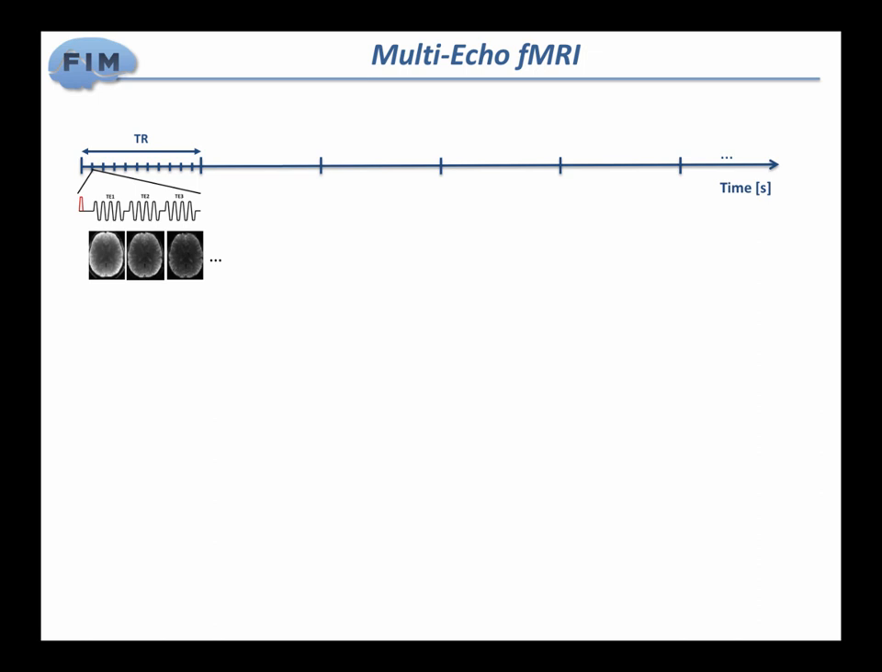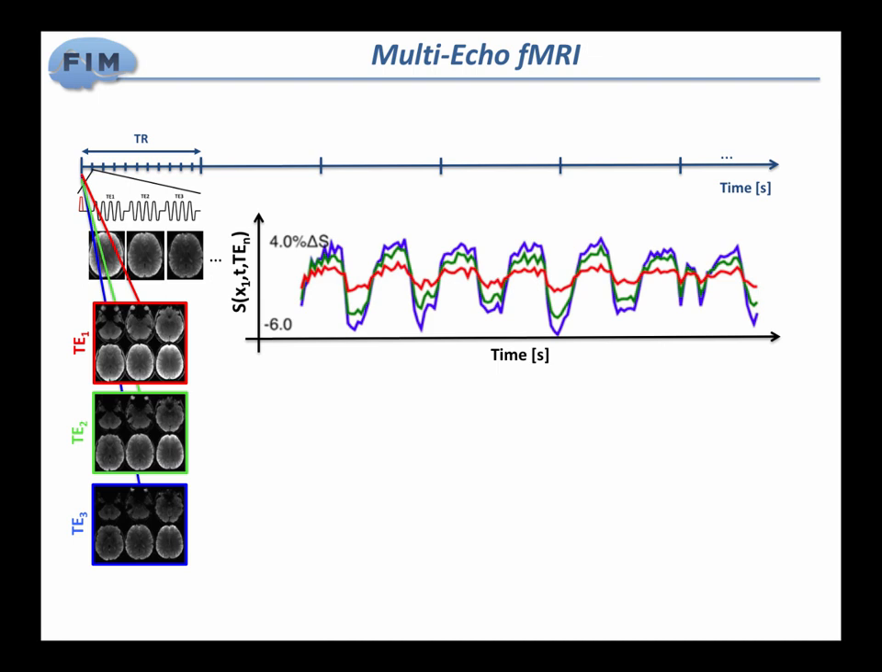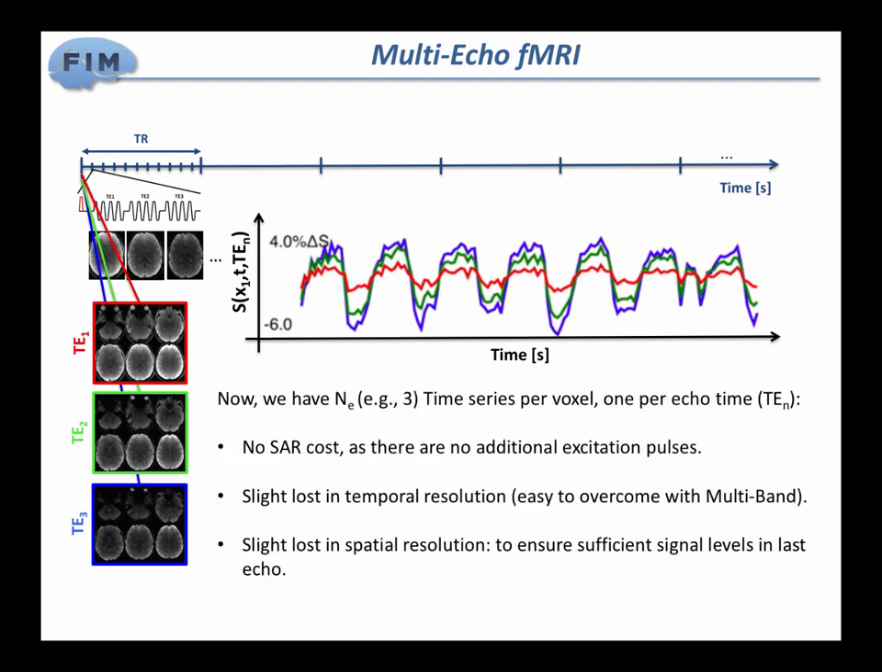This is not to be confused with multiband. When you do multiband, you acquire several different slices simultaneously, so you can accelerate your acquisition. Here, what you're going to do is acquire the data at different echo times, which is going to play with the contributions of different types of signal to each of your time series. You do that across time, and basically you end up with several time series per voxel. So you don't scan faster, you get more data. And we're going to see what we can do with all this extra data that we get.